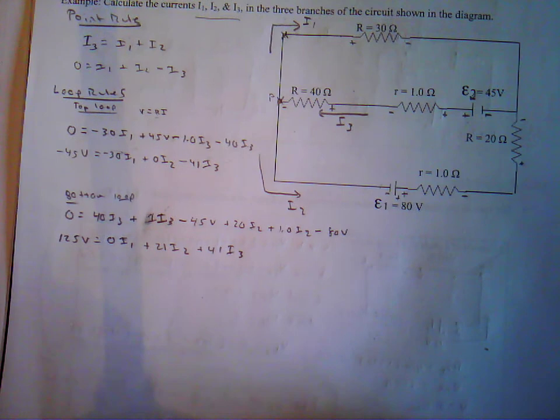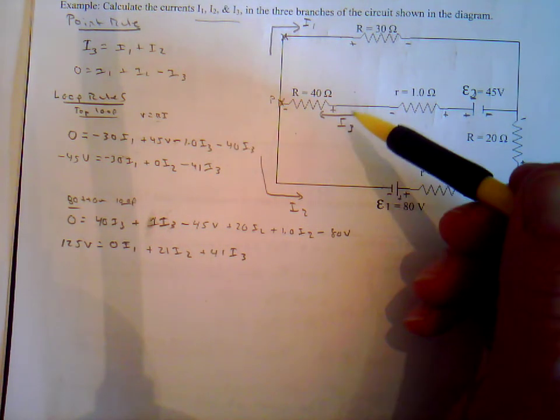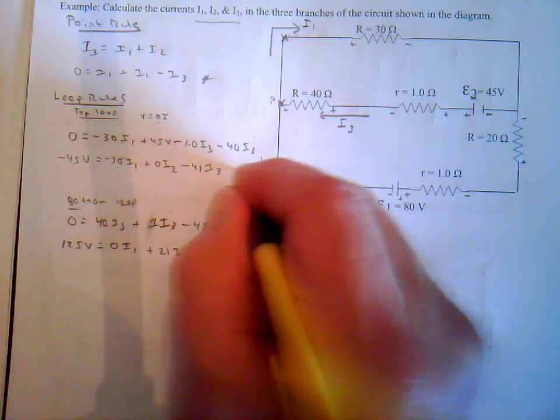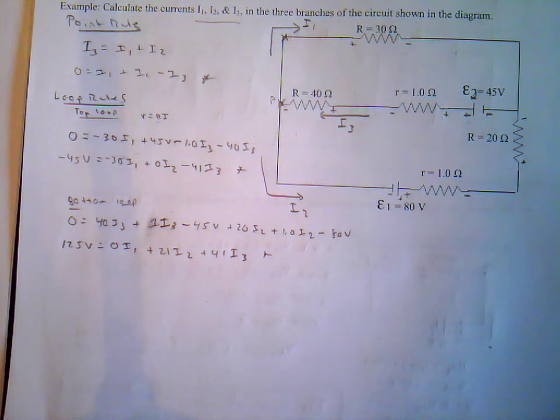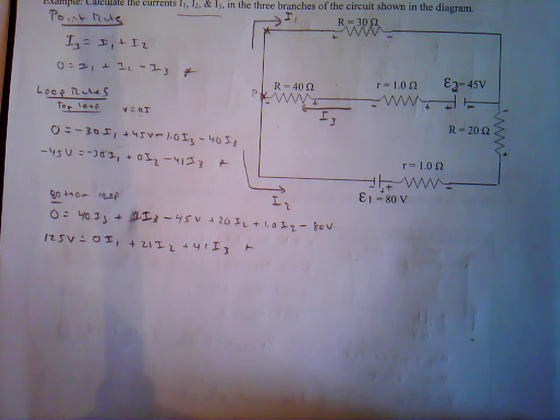So now, how many unknowns do we have? We have 3 unknowns: I1, I2, and I3. In order to solve 3 unknowns, you have to have 3 equations. Well, look what we have. There's 1 equation, there's 2 equations, and there's 3 equations. Now, how do you solve 3 unknowns with 3 equations?